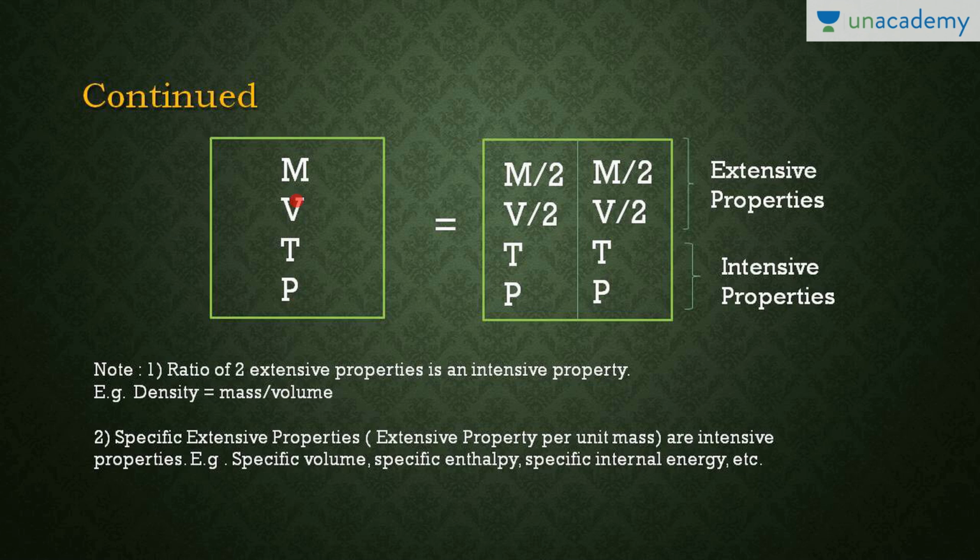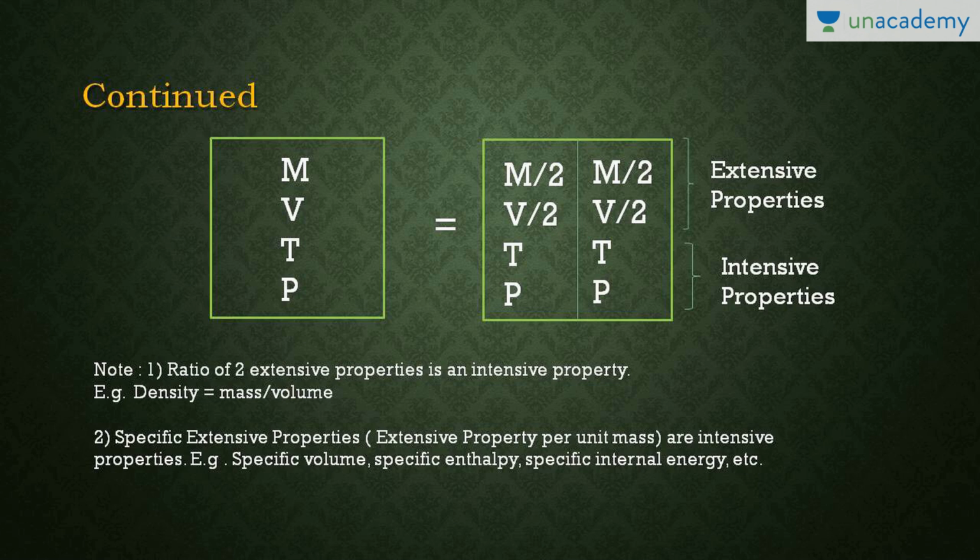For example, the volume of a room is 100 meter cube. It will divide into V by 2, V by 2. So these two properties are extensive properties. Similarly, temperature: if you divide this room into half, temperature will not be half, temperature will be as is.